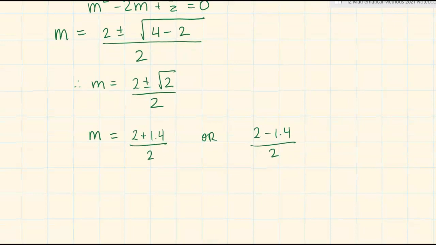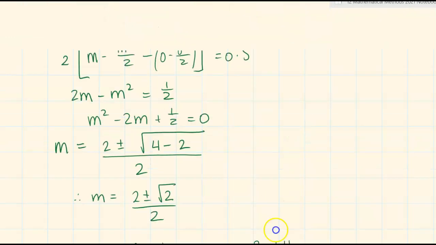So this is going to be roughly what have we got? 1.7. 3.4 divided by 2 is 1.7. Or what's the other answer roughly going to be? 0.3. Okay, good. Now let's go back up and look at the question.